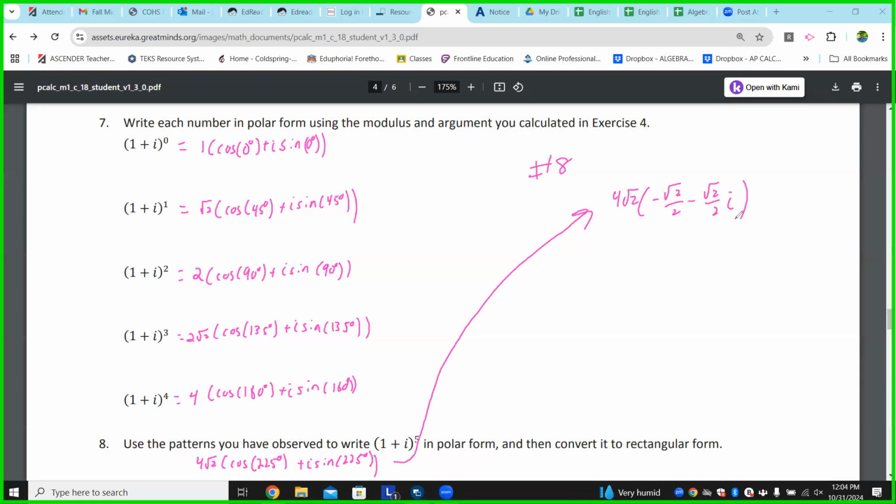Now, what would I do next off of yesterday's opening exercise? Distribute. Very good. And hopefully we're getting a little bit better at multiplying with radicals. What is 4 square root of 2 times negative square root of 2?